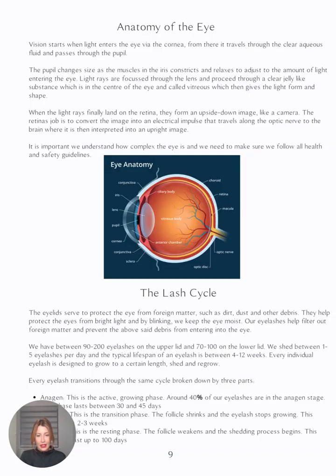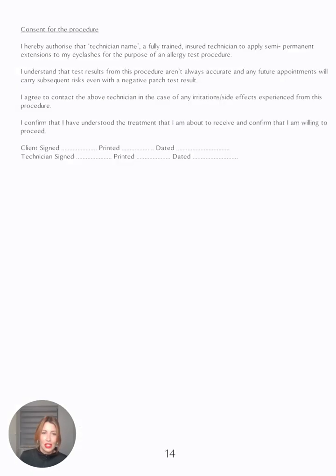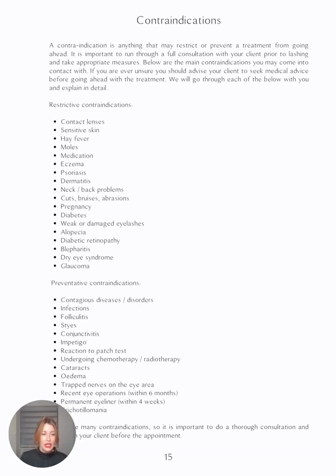We're back. Let's head straight to contraindications. So we've talked about contraindications a little bit in the theory leading up till now. A contraindication is anything that may restrict or prevent a treatment from going ahead. For example, a contraindication could be a positive reaction to a patch test. It could be a client that has had a sensitivity in the past.